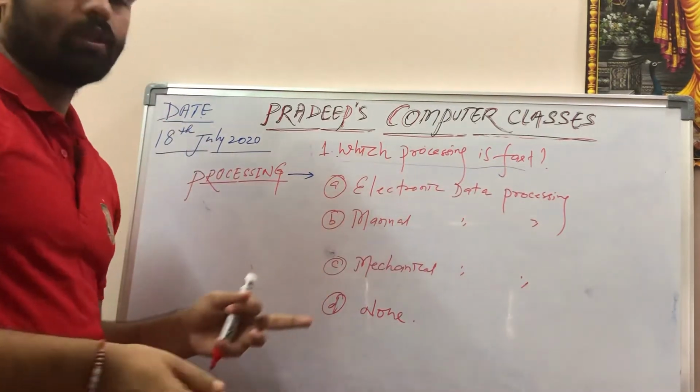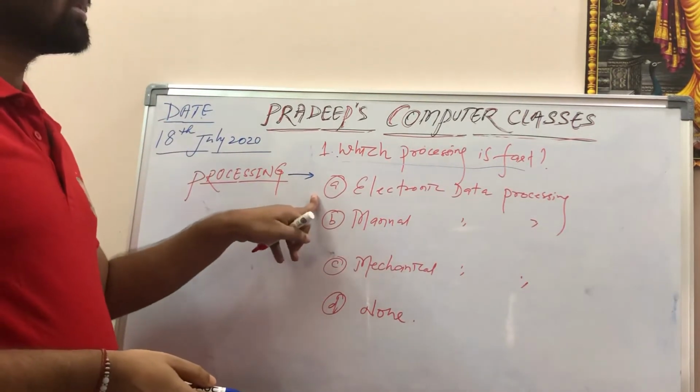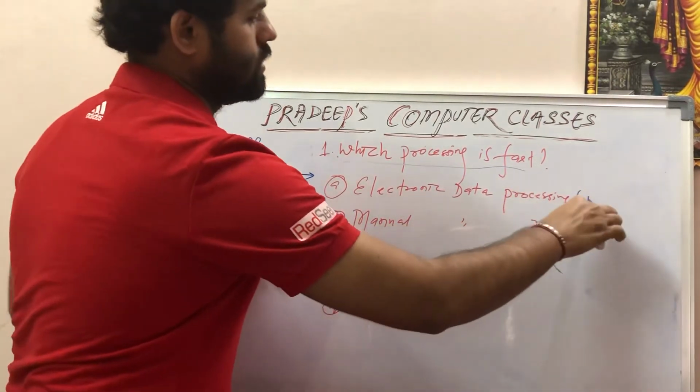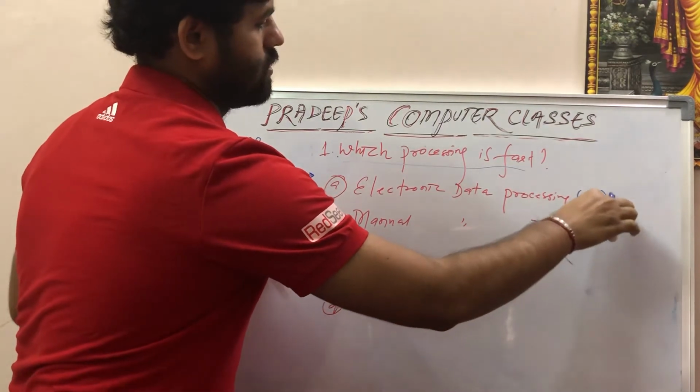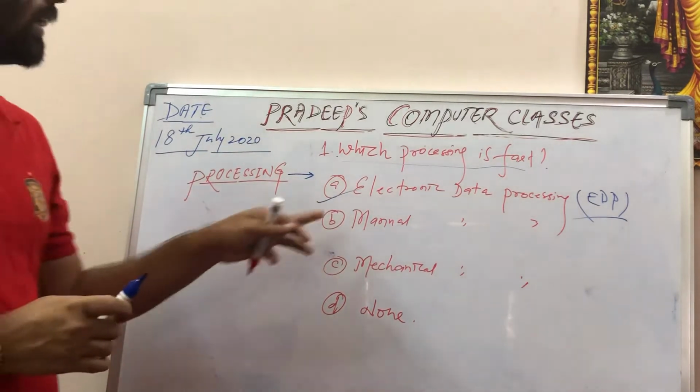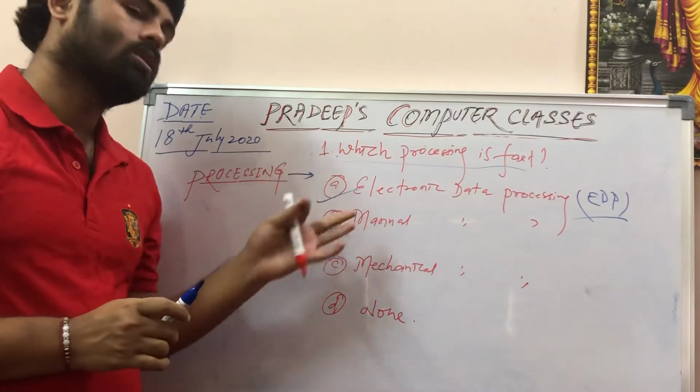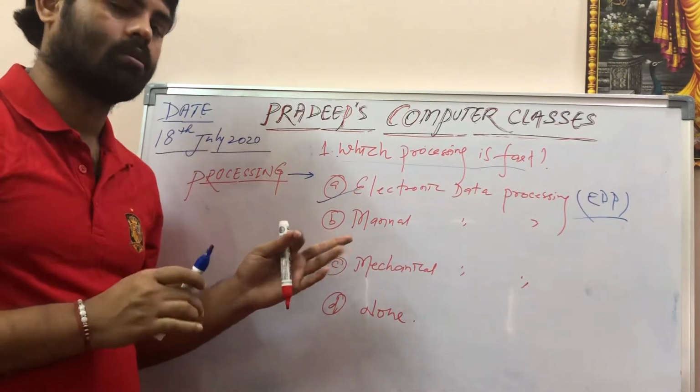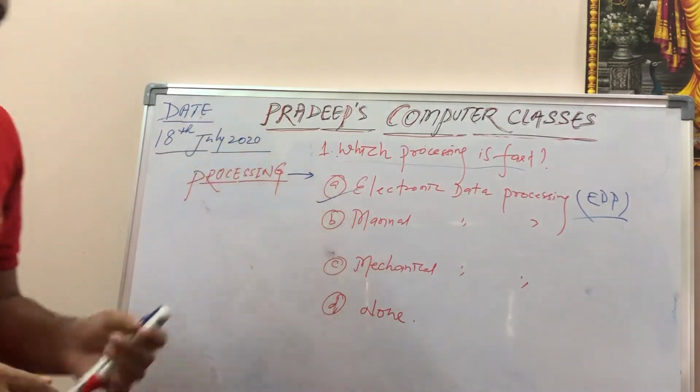I have told you that electronic data processing, that is EDP, this is fast. So you can take out electronic data processing. So you just remember these two questions, keep in mind. Write it down.